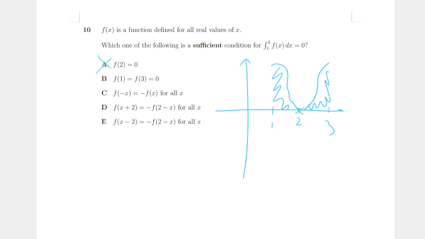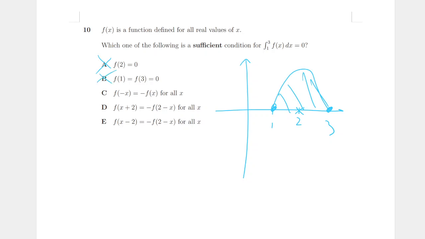Okay, same logic. How about B? f(1) equals f(3) equals 0. Is that sufficient? We're going to start here and end here. Well, it doesn't really matter, just maybe like this, right? Then you've got area here. So B is also not sufficient, all right?